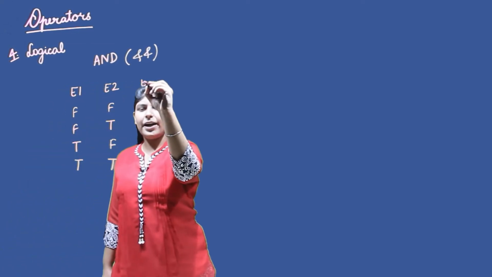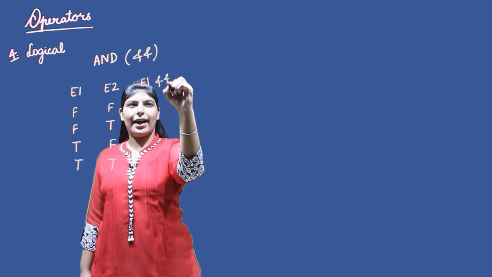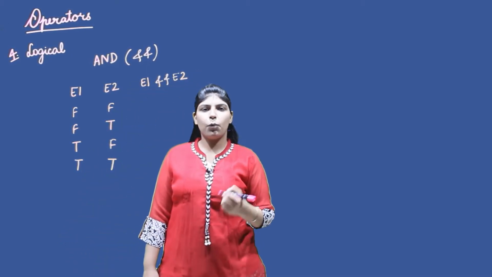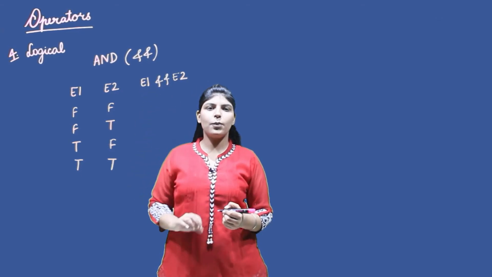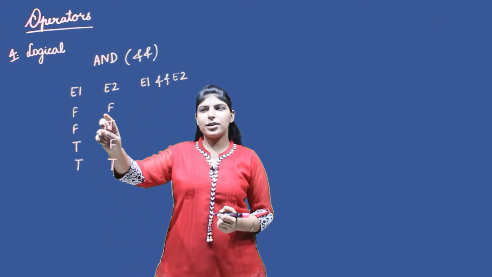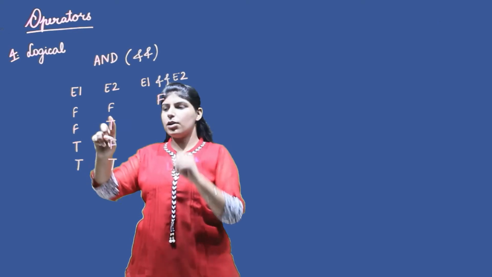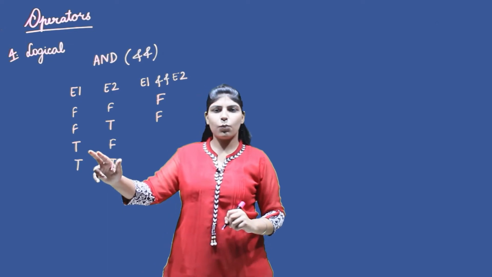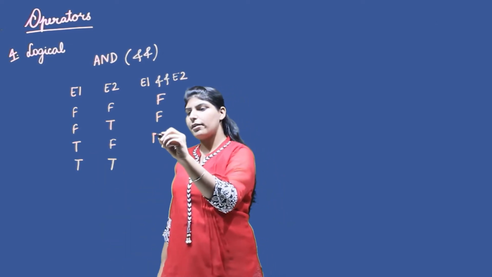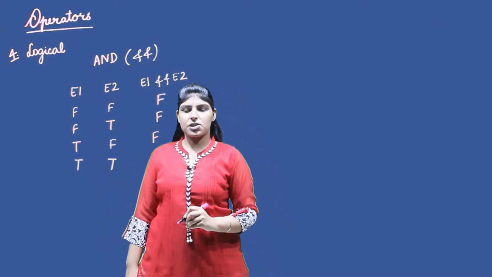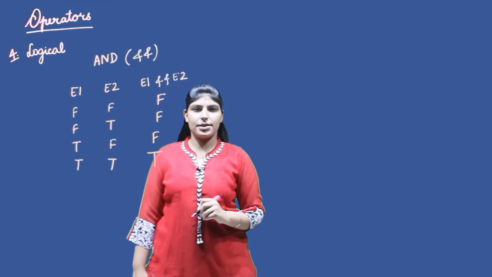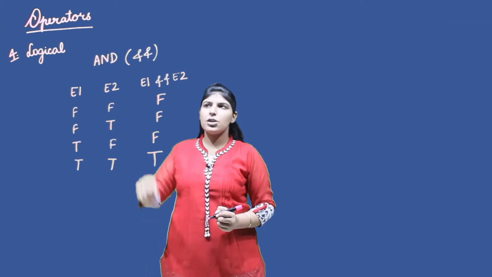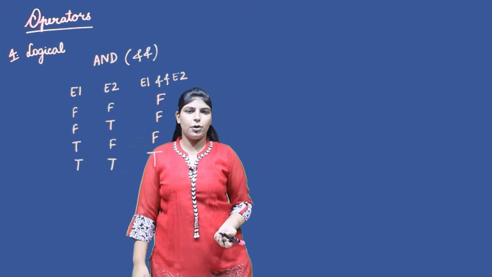So if I apply AND on these two expressions, expression 1 and expression 2, AND is true only when both the expressions involved are true, otherwise it gives false. Here both the expressions are false, so AND returns false. Here one of the expressions is false, so AND returns false. Here also one of the expressions is false, so AND will return false. Here both the expressions are true, so AND will give true in this case. So this AND operator is taking two expressions as input. So this logical AND is a binary operator.